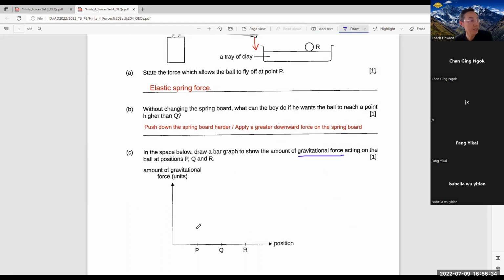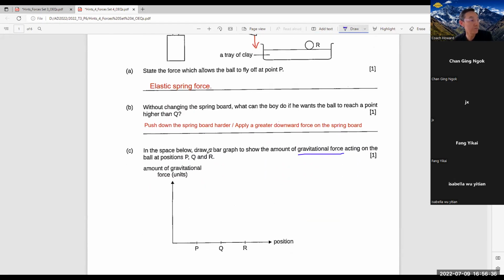So for this one, you're supposed to draw a bar graph. Notice, a bar graph, because some students actually know, but they see wrongly. They go and draw a line graph. So for a bar graph, you need to draw the stack. Because I don't have a ruler here, I use my free hand. By the way, you should use a ruler.